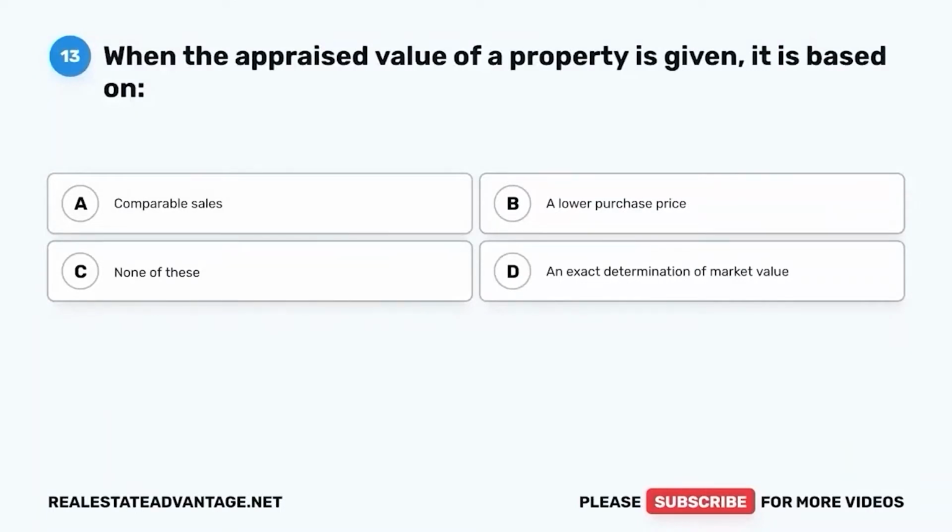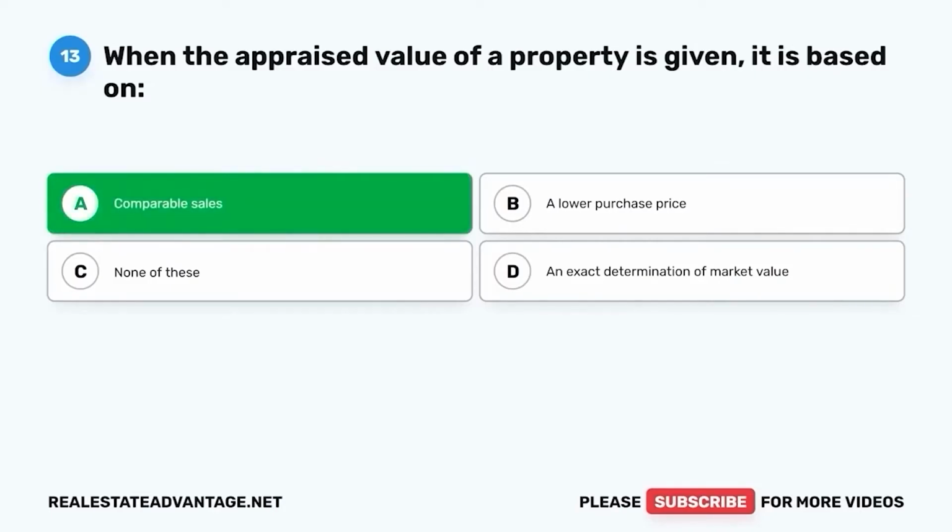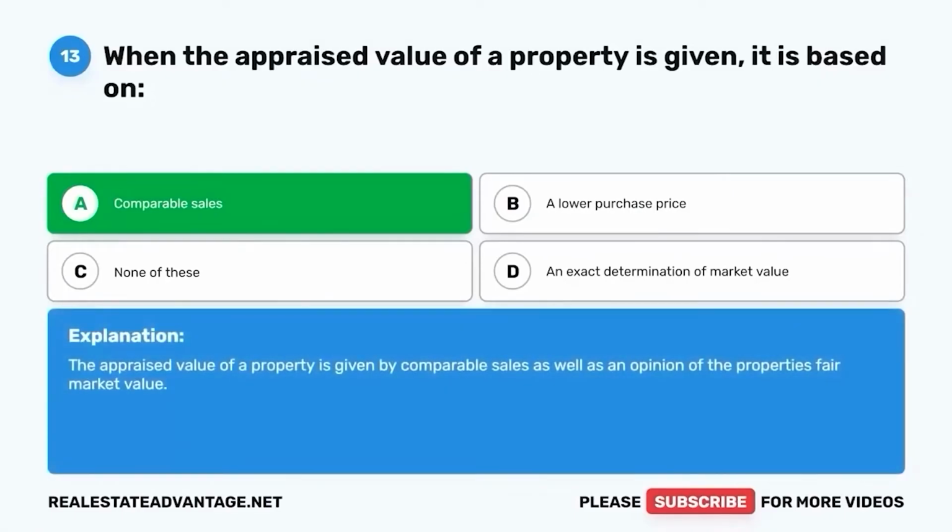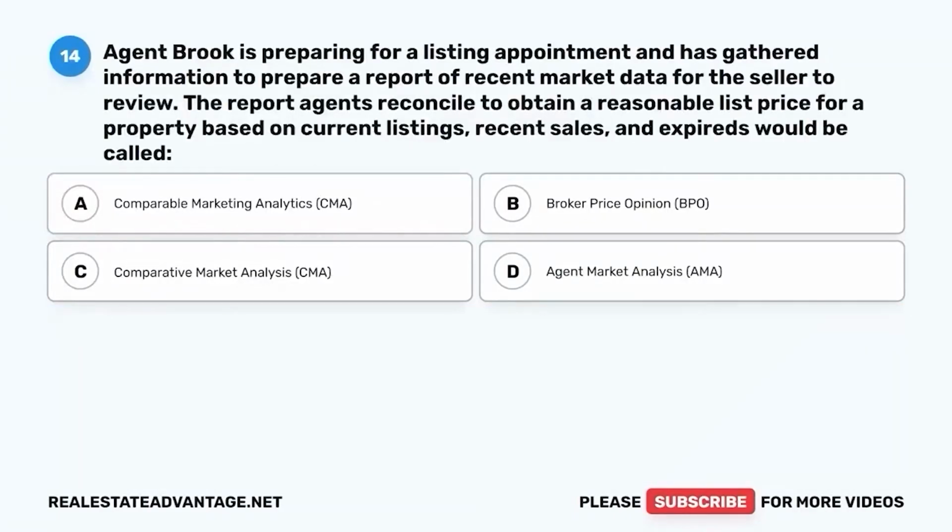Question 13. When the appraised value of a property is given, it is based on: A. Comparable sales, B. A lower purchase price, C. None of these, D. An exact determination of market value. The correct answer is A. Comparable sales. The appraised value of a property is given by comparable sales as well as an opinion of the property's fair market value.